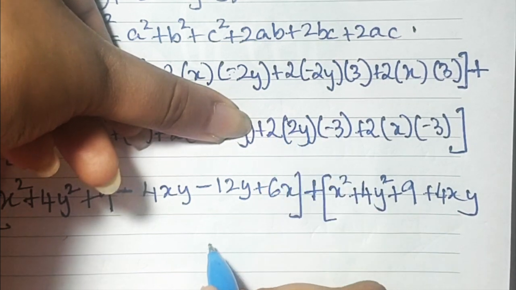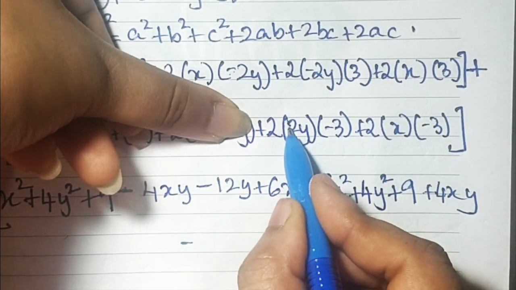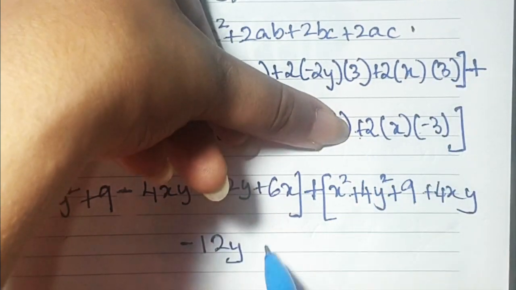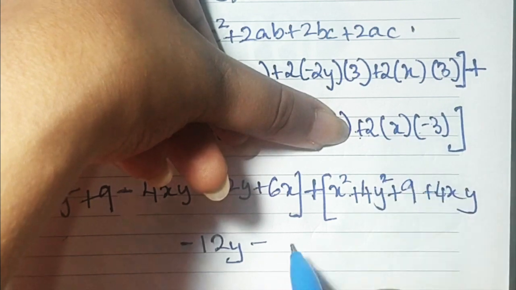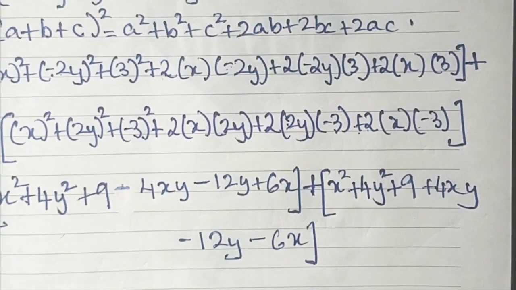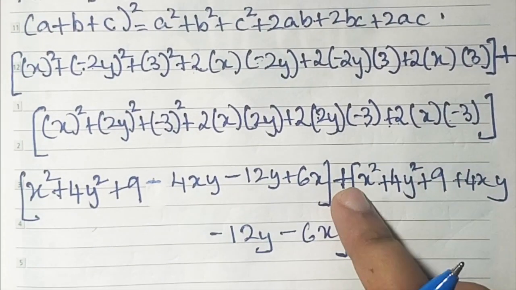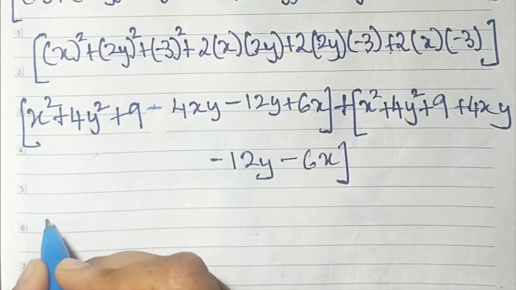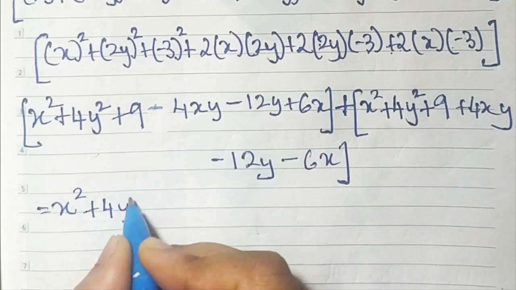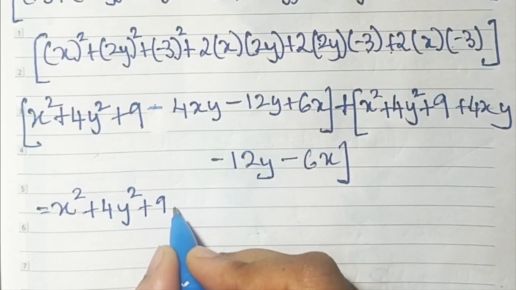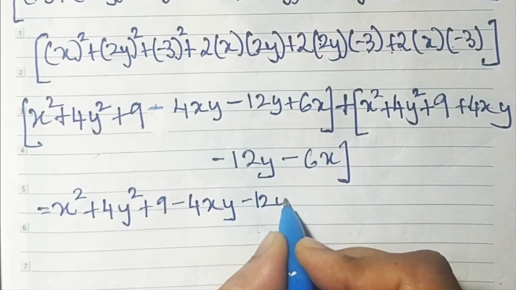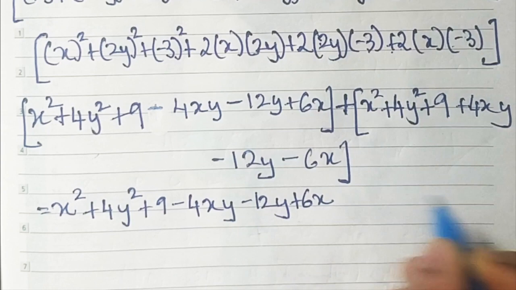Now plus into minus, minus 2 twos are 4, 4 threes are 12, 12y. Plus into minus, minus 3 twos are 6, and x is 6x. Okay, now when we open the bracket, it's positive, so it will come down as it is. So you write it down as it is without the bracket: x square plus 4y square plus 9 minus 4xy minus 12y plus 6x.